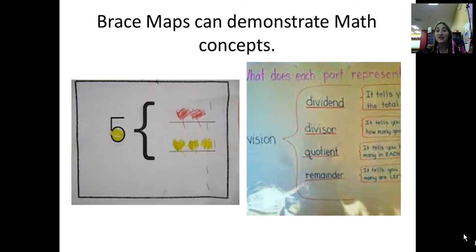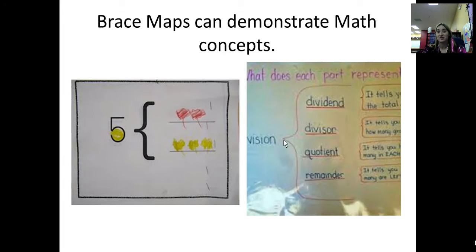We can use brace maps to demonstrate math concepts. I know here you thought you didn't need to take notes in math. Well, guess what? This will help you understand some of your math. You can see here this student has taken the number 5 as her whole and broken it up into parts, 2 and 3. So this is a very elementary example of how to use a brace map. You can see that she's clearly demonstrated this is her whole and these are her parts.